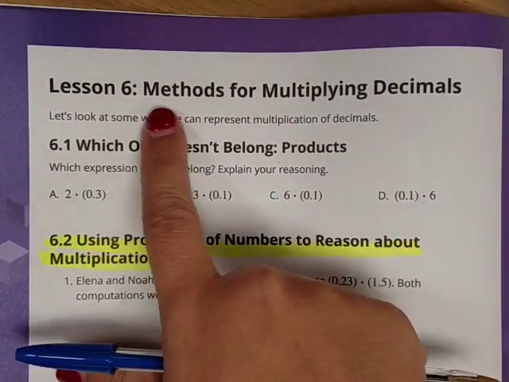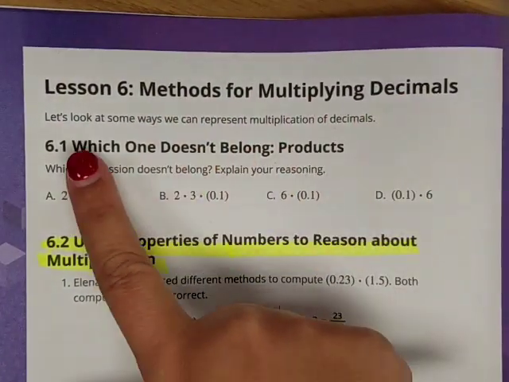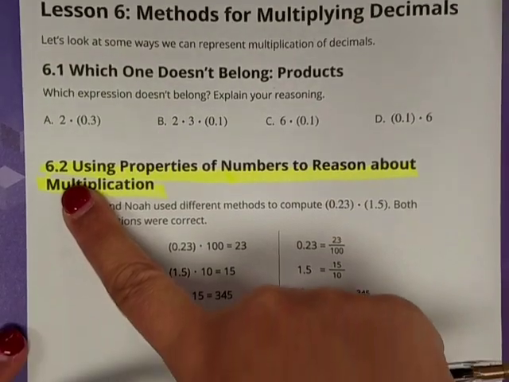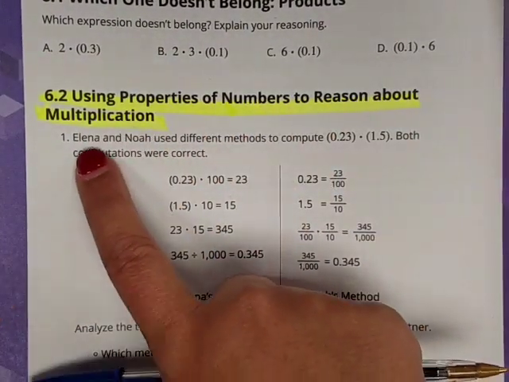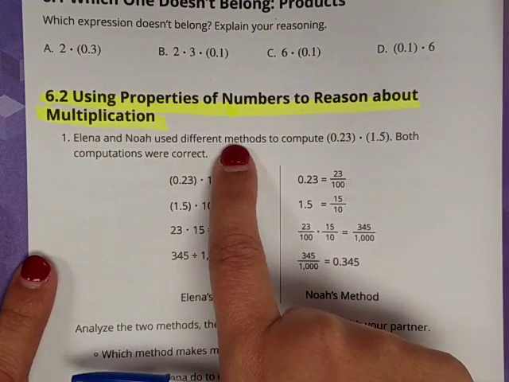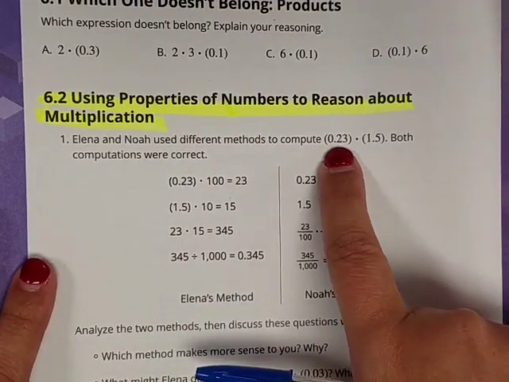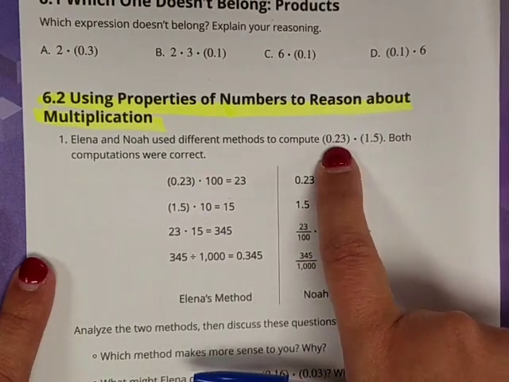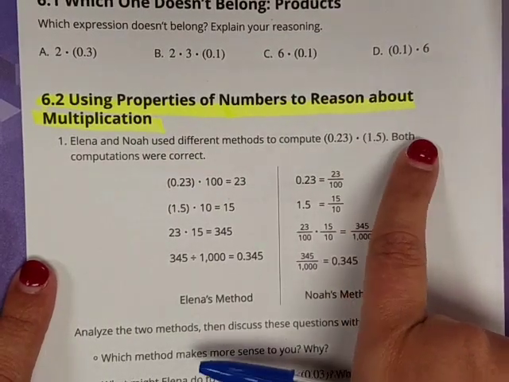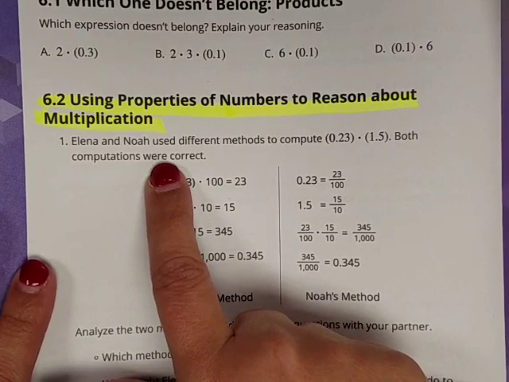Hey guys, this is lesson 6, methods for multiplying decimals. We're going to skip over 6.1 and go straight into 6.2, using properties of numbers to reason about multiplication. Elena and Noah used different methods to compute 23 hundredths times 1 5/10, or 0.23 times 1.5. Both computations are correct, they just did them differently.